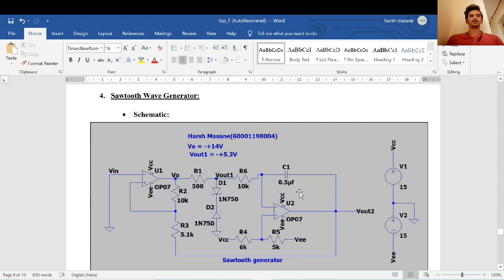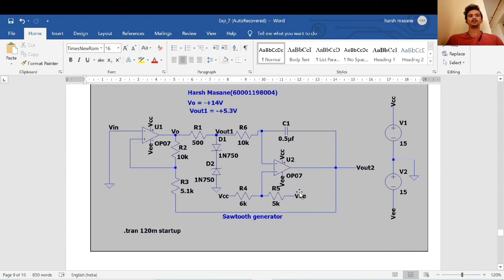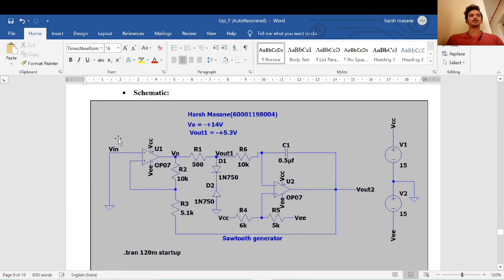With the help of this Schmitt trigger we can also generate a sawtooth. The first stage will be my Schmitt trigger, then I will use the Zener diodes to clamp it to plus minus 5.3 volt, and then I am using an ideal integrator circuit. But here at the non-inverting terminal I am using a potentiometer.